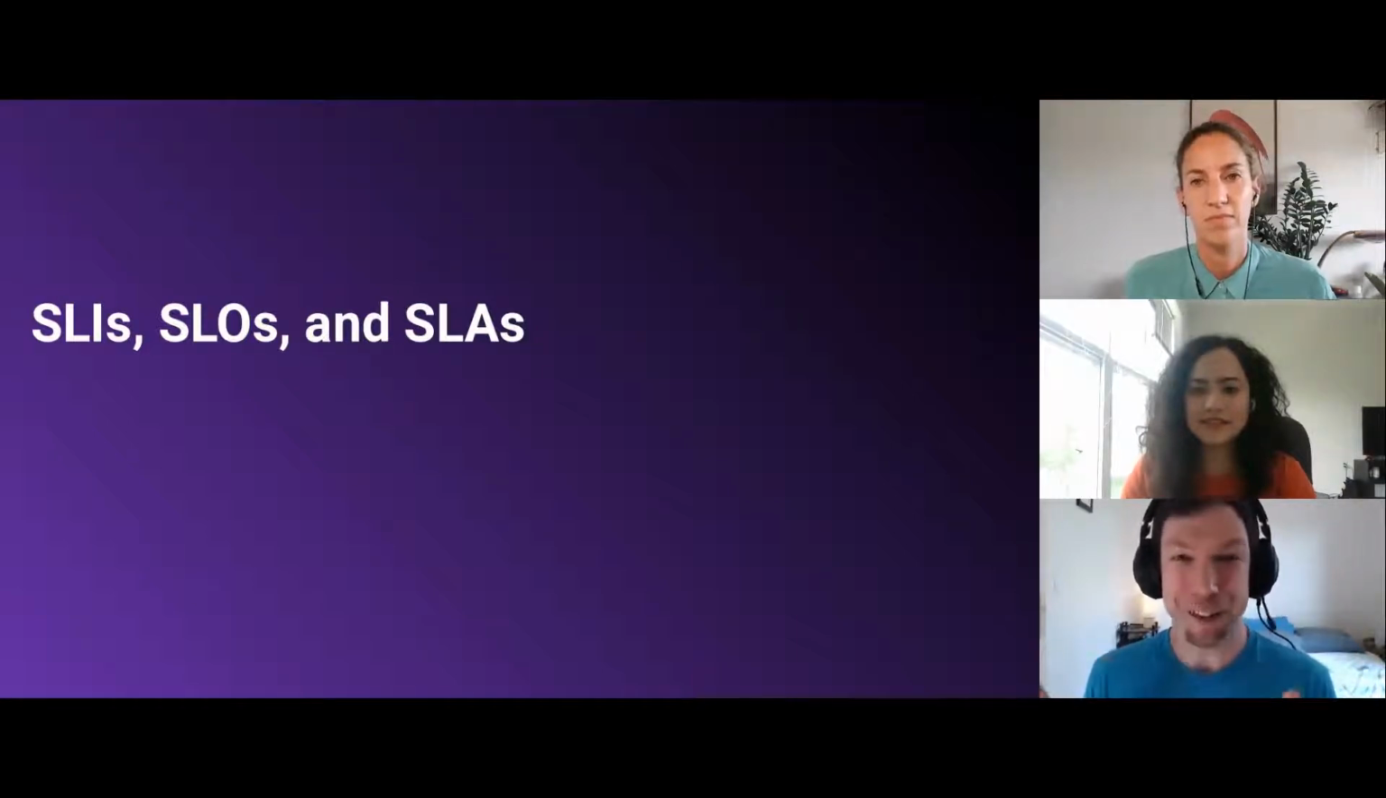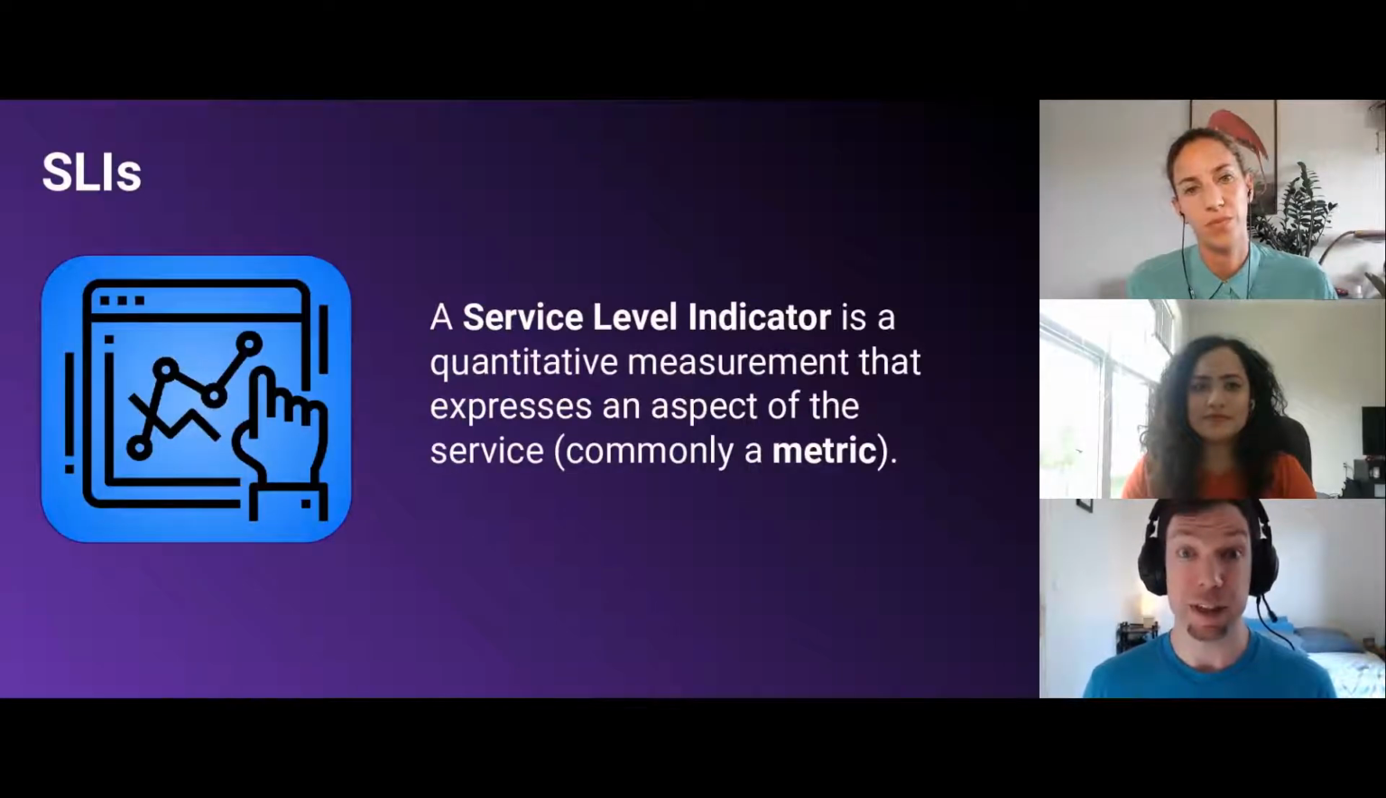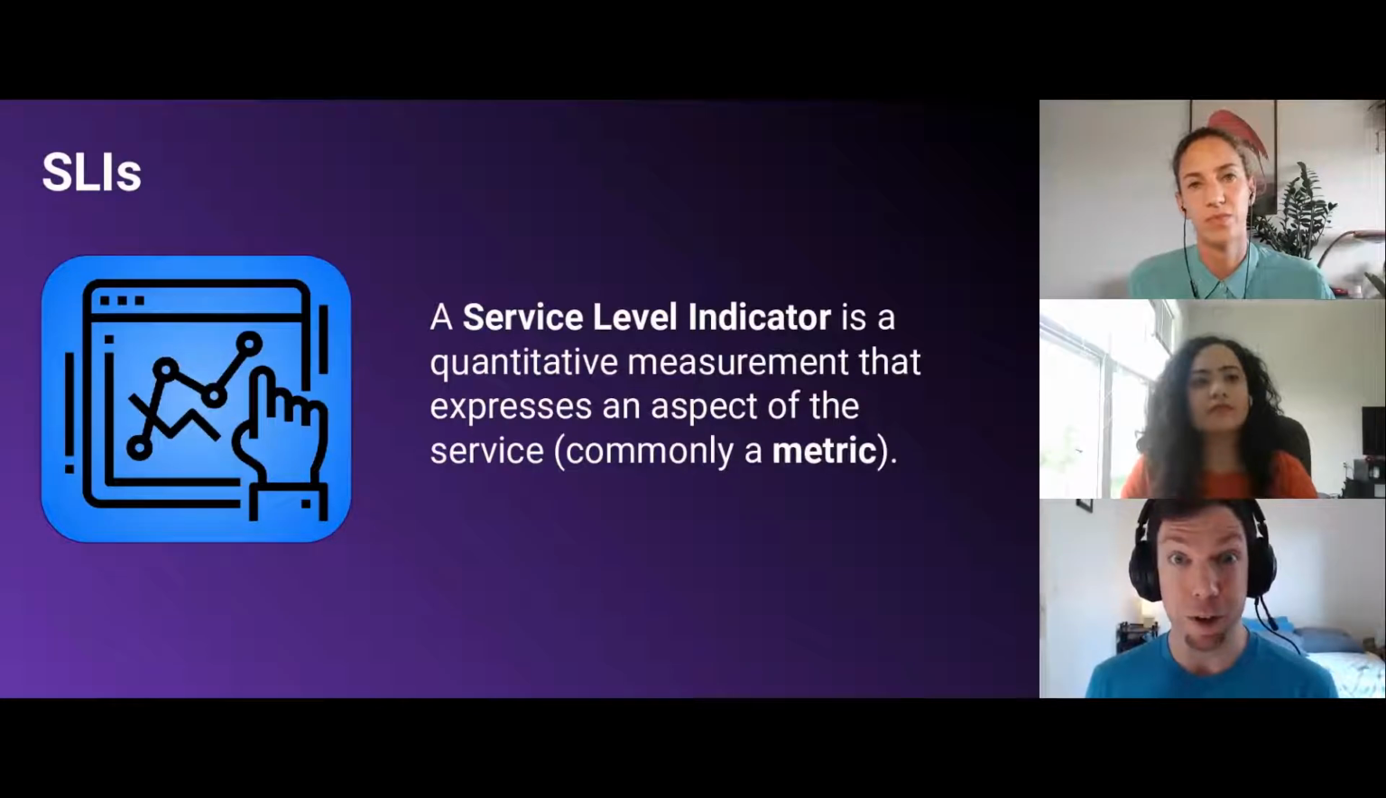Technical people love acronyms. In this case, we've got 3 that are almost the same, so it's easy to get them mixed up. So we'll start with some nice, tidy definitions just to sort of clear things up. We'll start with SLIs, right? So what's an SLI? There's a great quote here on the screen, so I'll just read it out loud.